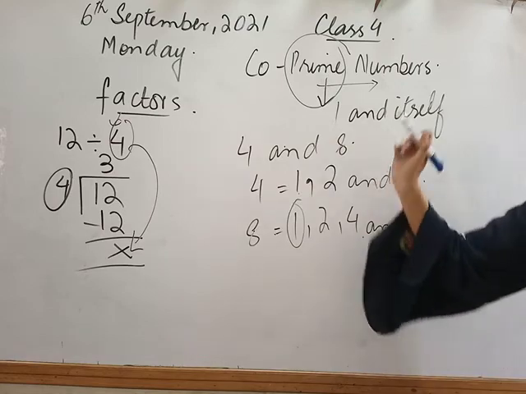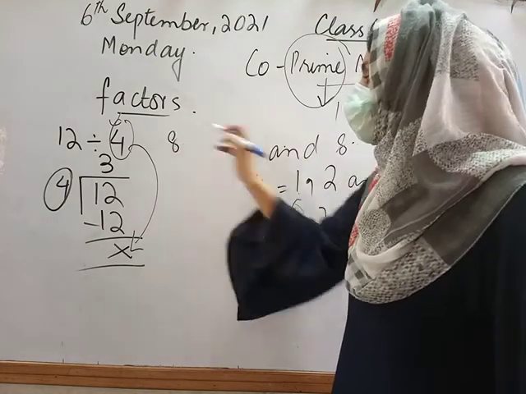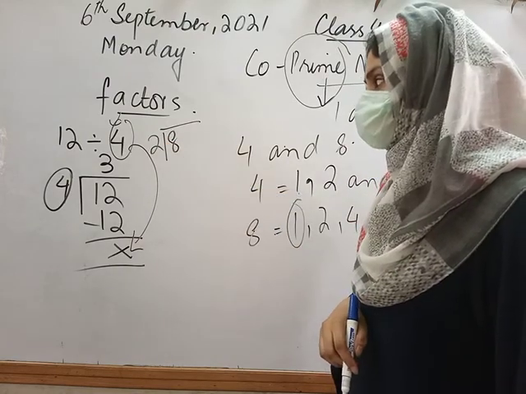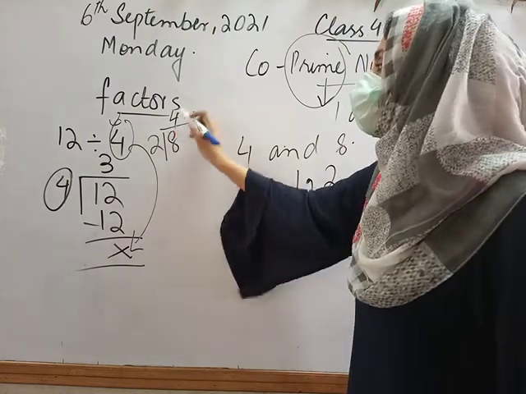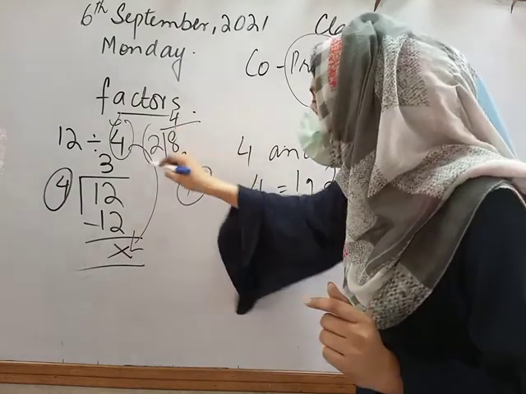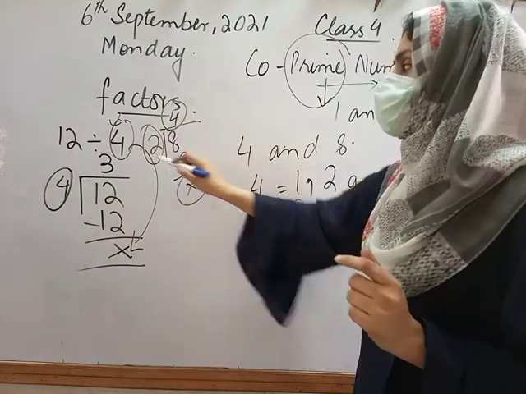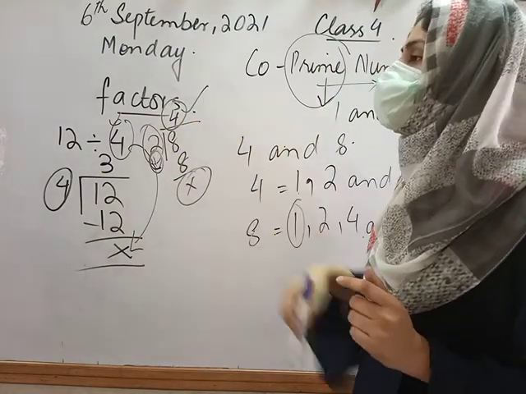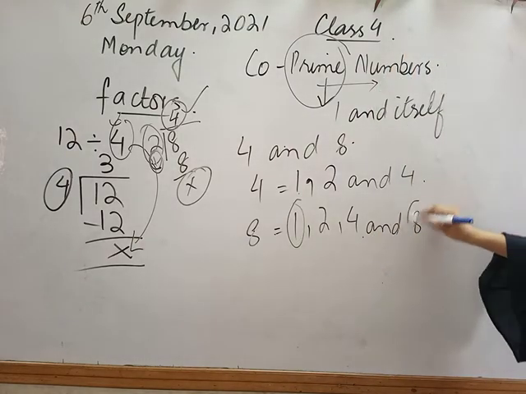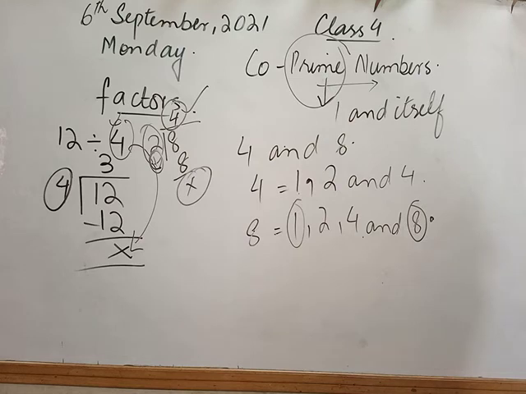Now when you divide a number, for example I will divide 8 by 2, as you know 2 times 4 is 8. When you divide one number you get two factors from it. The first is 2 and the other is 4. 2, 4 and in the end you have 8 which is itself. So how many factors of 8, class? 4. 1, 2, 4 and 8.